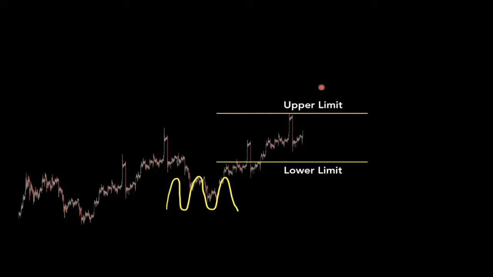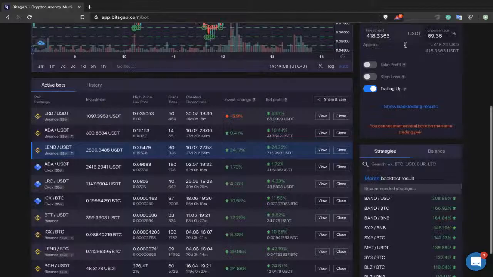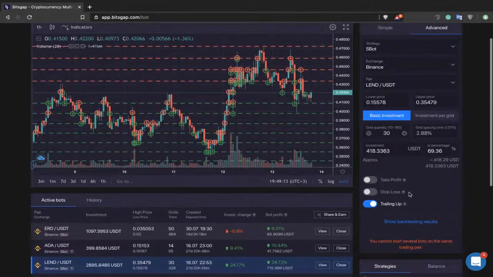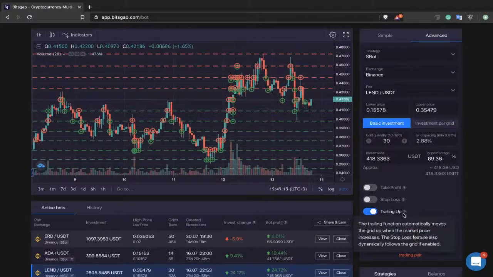It ensures that the bot stays in the market all the time when the market is moving upwards. So it will only follow the upside momentum and it never follows the downside. So that is why it is called trading up. And this feature you will find over here, trading up. And in case you forget what this is all about, you have this small tip here which explains exactly this feature.